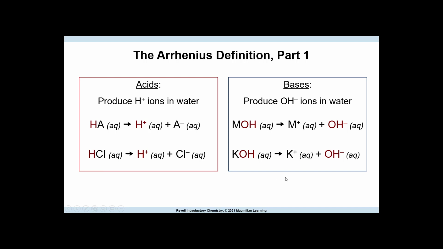Bases are compounds that produce hydroxide ions in water. So hydroxide is right here. Metal hydroxide bases are ionic compounds that dissociate in water to form a metal cation and a hydroxide ion. Potassium hydroxide is an example of a metal hydroxide base. So you can see the same thing happens over here. This is a polyatomic ion, so it stays together. And here we have just the monatomic ion, which is potassium.